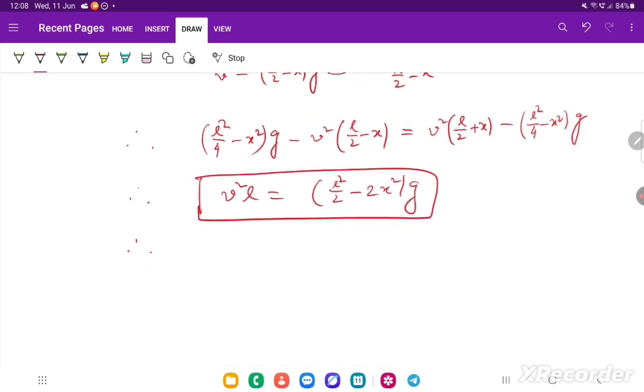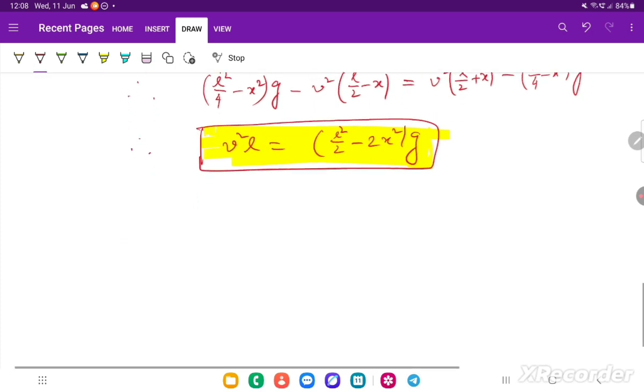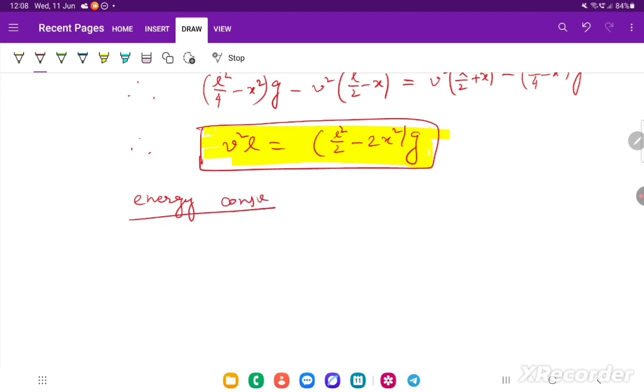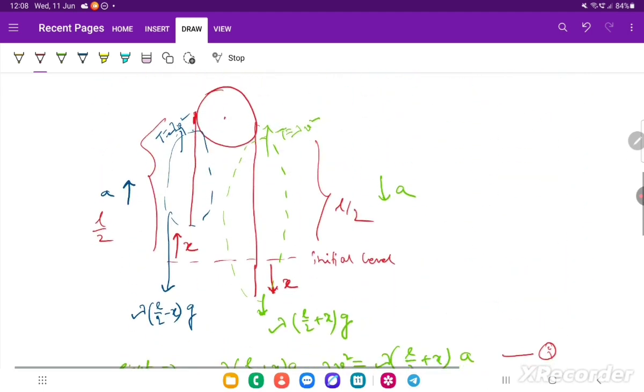Now we'll use another equation. So this is one of our main equations, and next we'll take help of energy conservation. Initially, you can equate the change in potential energy, I mean, the decrease in potential energy is equal to the increment in kinetic energy, right? Because mechanical energy is conserved.